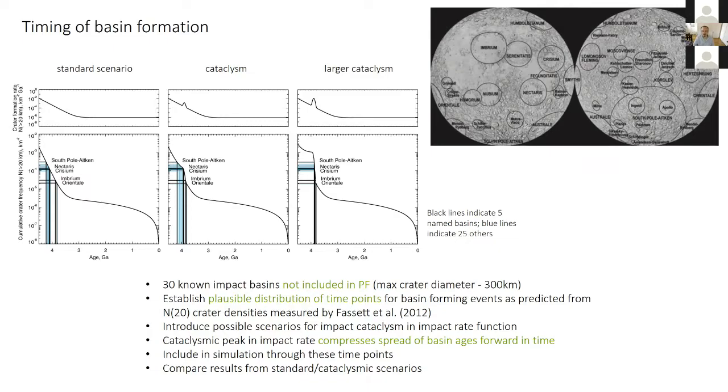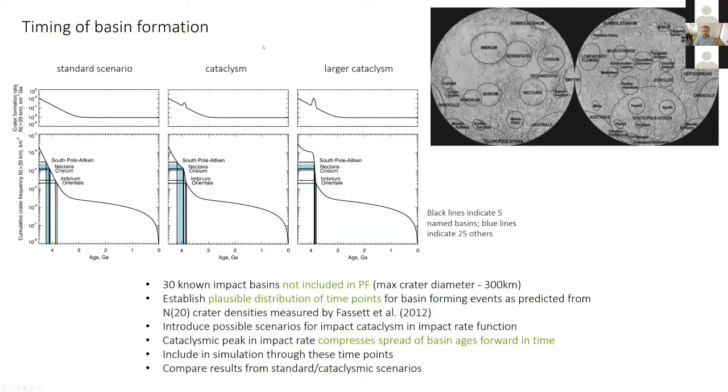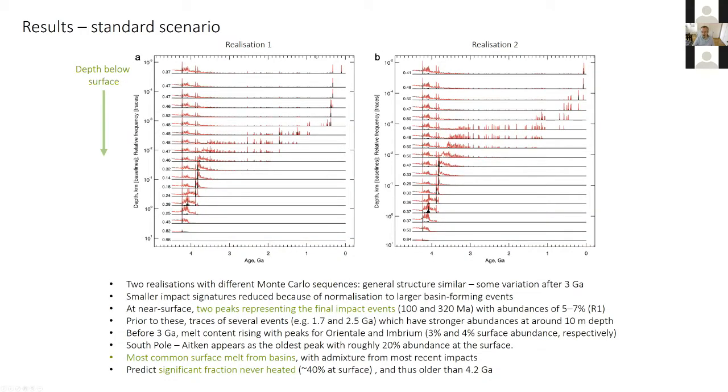So here I show the first outputs from the model. These are for a standard scenario, so with a rate function that looks like this. What you see here are 2 realizations of the same model. So remember, it's a Monte Carlo model, so it's using random numbers in the generation of the impact craters. So the models shouldn't necessarily look exactly the same every time, but it's useful to see what comes out the same and what comes out different if you run the model twice.